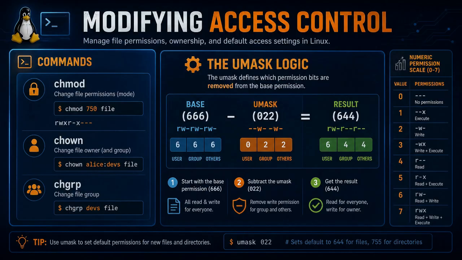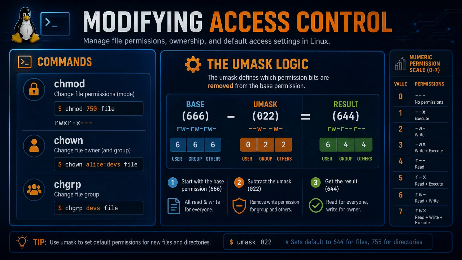To change ownership, chown alice:devs, followed by a file name, changes both the owning user and the owning group in one shot. Add a capital -R to apply it recursively across an entire directory tree. And if the owner's already correct and you only need to fix the group, chgrp devs, followed by the file name, does just that.